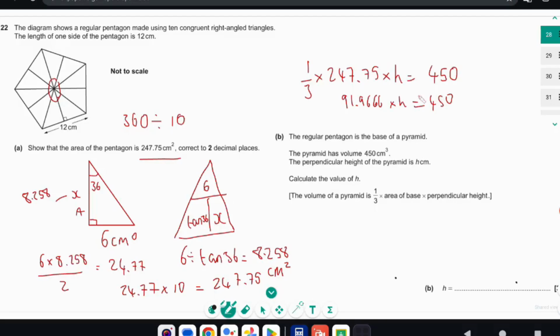Okay, so I've worked out the third times 247.75. I know that times h is 450. How do I get h by itself? I need to divide both sides by 91.916 recurring, which gives us h is 4.9.